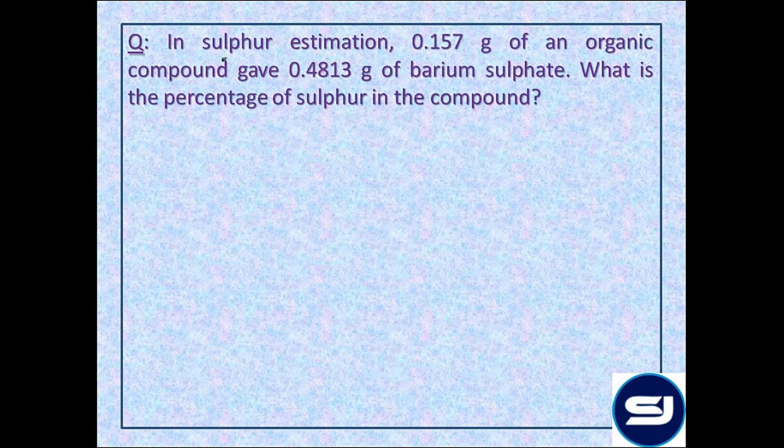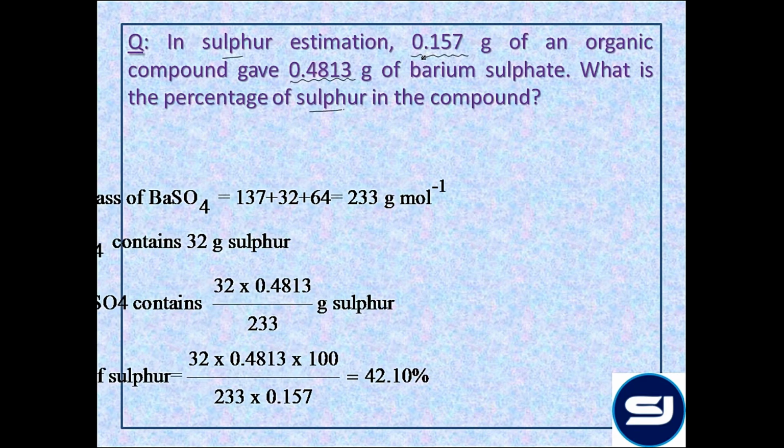In sulfur estimation, 0.157 gram of an organic compound gave 0.4813 gram of barium sulfate. So what is the percentage of sulfur in the compound? Once again, the formula for percentage of sulfur using Carius method is 32 grams of sulfur in 233 grams of barium sulfate into weight of barium sulfate upon weight of organic sample into 100. So let's see the solution.